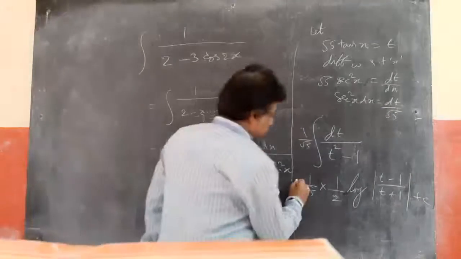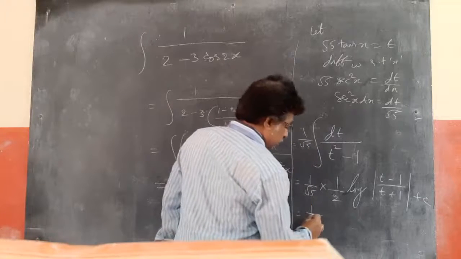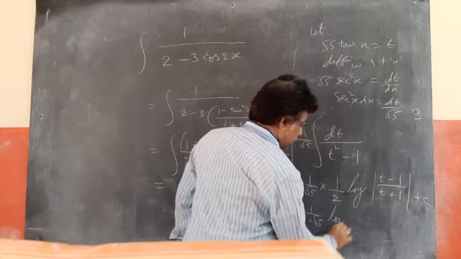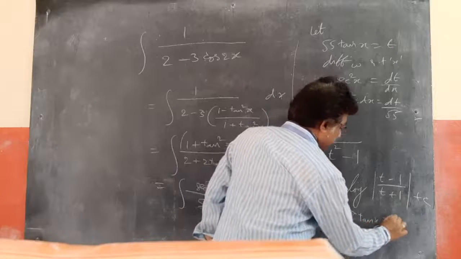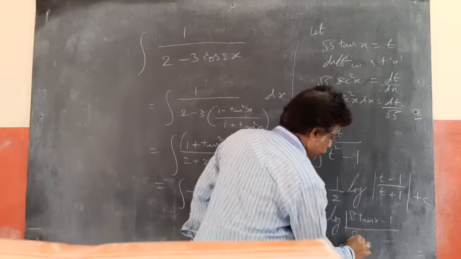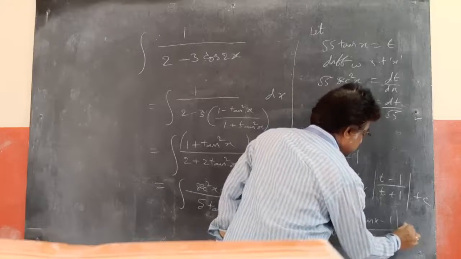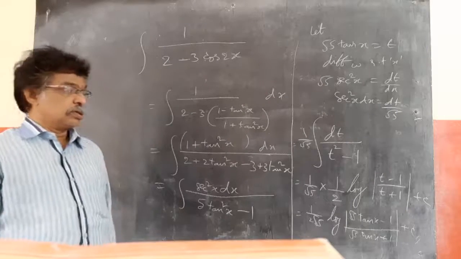back substitution. So this is equal to 1 by 2 root 5 log mod root 5 tan x minus 1 by root 5 tan x plus 1, plus c. This is the way we will do.